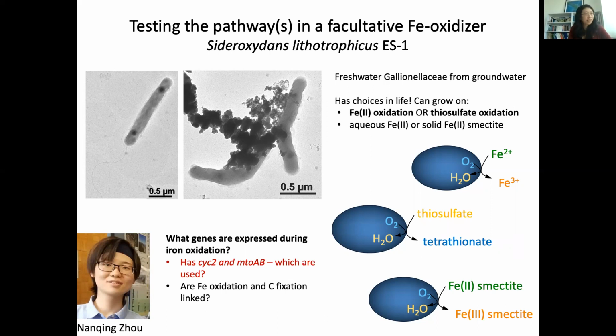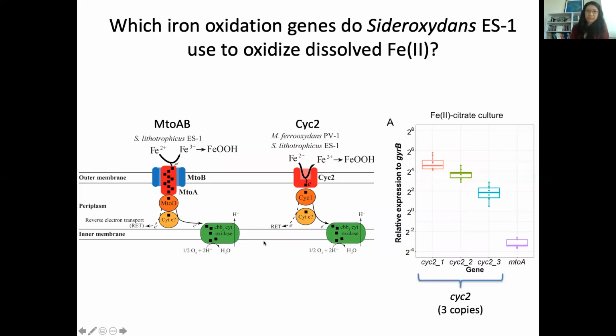But its superpower is that it can grow on a number of different substrates, including both dissolved iron, thiosulfate, it has various sulfur oxidation genes, and then also solid iron, including this iron clay, iron-2 smectite. And in its genome, it has the two different iron oxidation genes or gene clusters, the Cyc2 and MTO. And so we can ask the question, what does it use for what? We started with dissolved iron, frankly, because it's easier. We actually use iron chelated to citrate. And so these are the putative pathways, right? The Cyc2 and the MTO.